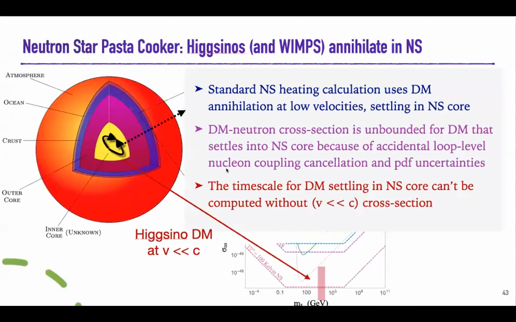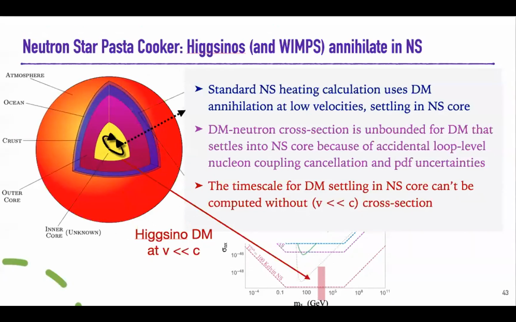But then there's an additional question, which is: is it just going to kinetically heat the neutron star by hitting neutrons in the neutron star and heating them up? Or is it going to annihilate and heat the neutron star even more? That's actually a bit of a hard question to answer, because when you typically do these sorts of analyses, you think about what the low velocity cross-section is for your dark matter when it's settling at the core of whatever star you're thinking about, in this case, the neutron star.